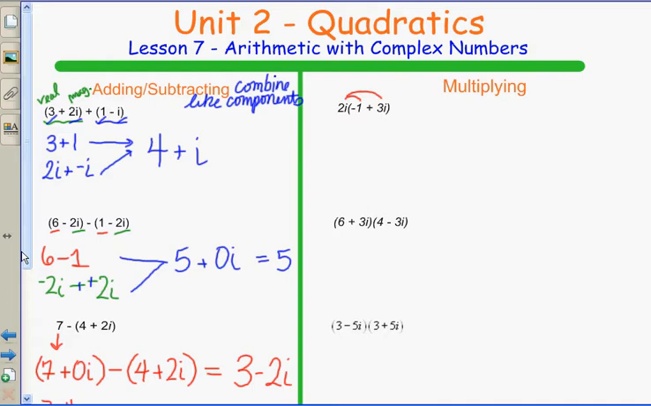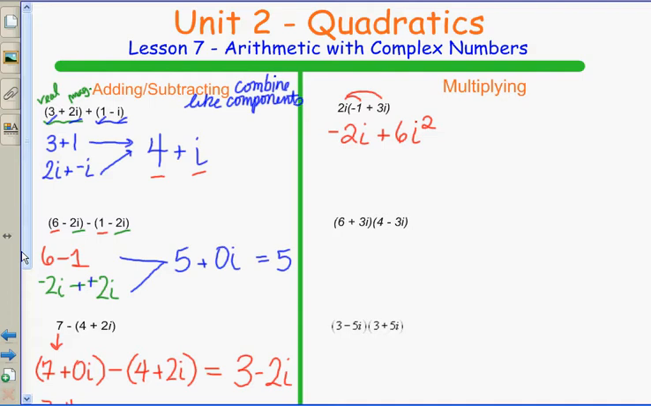So 2i times a negative 1, that's going to be a negative 2i. And then 2i times 3i, 2 times 3 is 6. i times i is i squared, right? Now, i is not a variable. It just represents a number. And complex numbers don't have i squareds in them. Complex numbers are made up of a real component and an imaginary component. So a number and a number with i, not i squared.